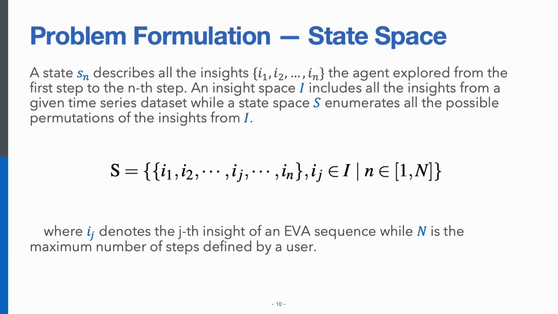The first part of the MDP model is the state. A state describes all the insights the agent explored from the first step to the nth step, which constitutes an EVA sequence of length n. An insight space I includes all the insights from a given time series dataset, while a state space S enumerates all the possible permutations of the insights from I.